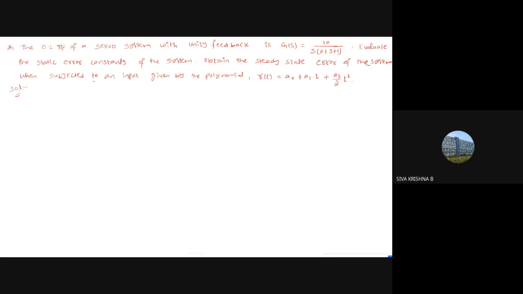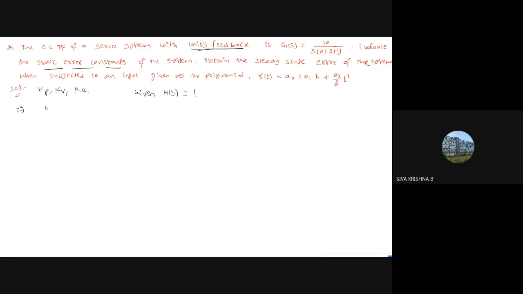And now, first one is they are asking static error constants. That means Kp, Kv, and Ka you have to find. So first thing is Kp. Given here is unity feedback. What is H of S? H of S is 1. Okay, 1.